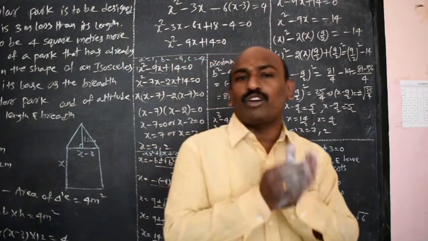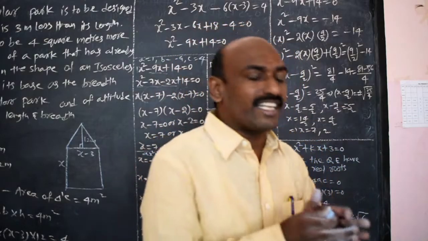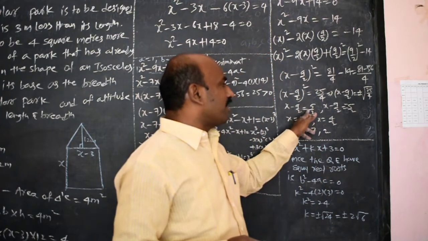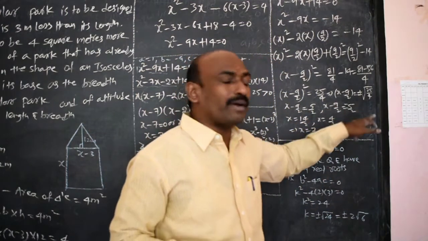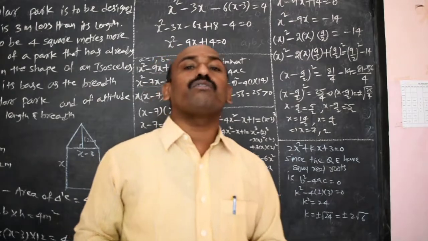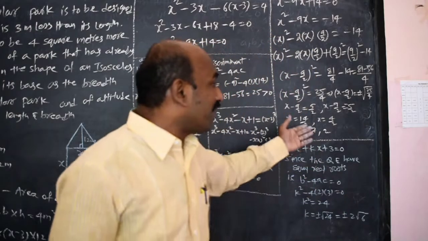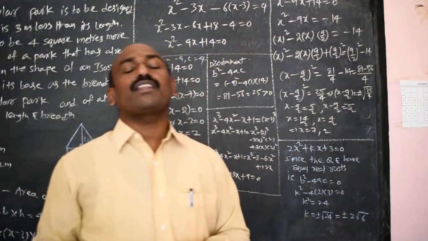One you take as positive and the other root as negative. Then you will get x equal to 9 by 2 plus 5 by 2, and x equal to 9 by 2 minus 5 by 2. Then you will get x equal to 14 by 2, and x equal to 4 by 2. Then x equal to 7, 2 are the required roots.